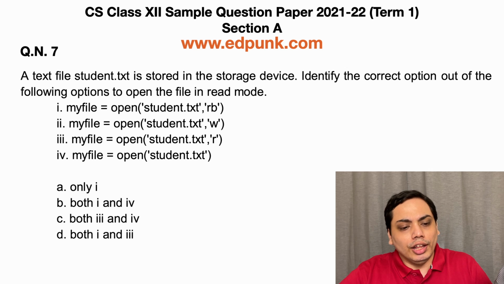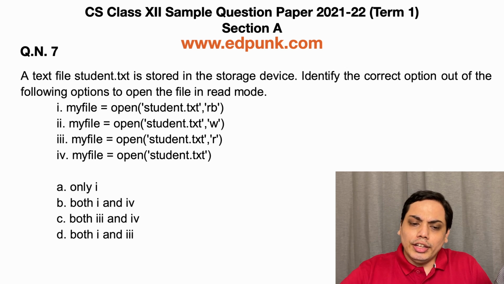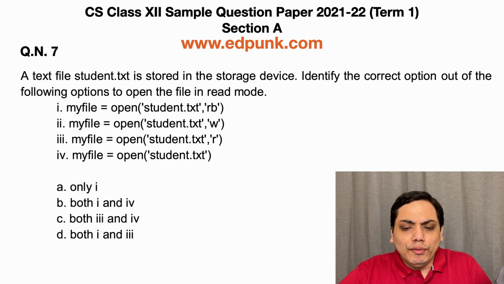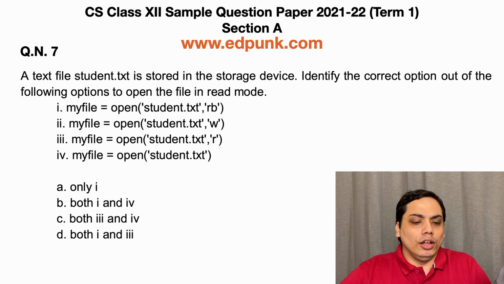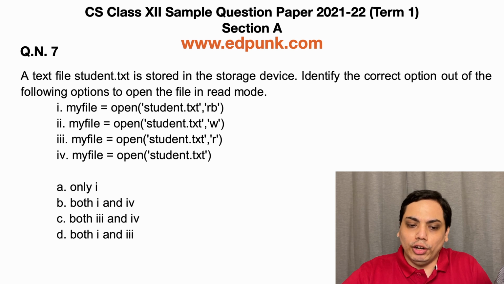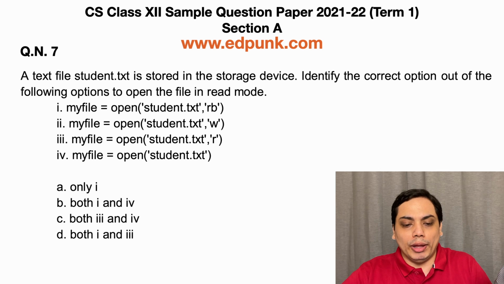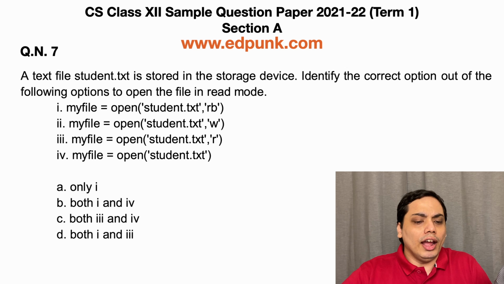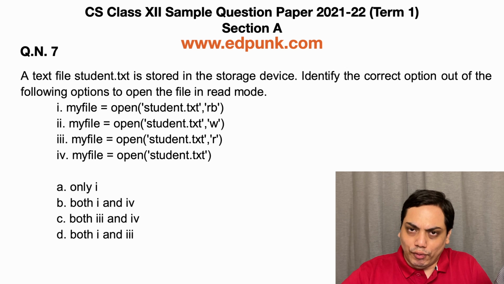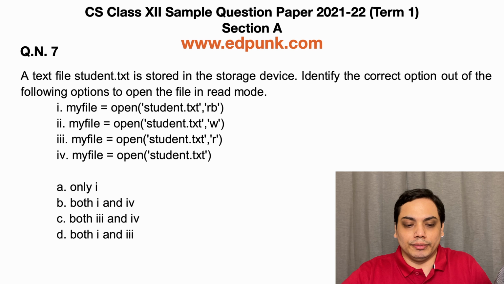Moving on to the next question. A text file student.txt is stored in the storage device. Identify the correct option out of the following options to open the file in read mode. So there are 4 statements. The first statement is myfile equal to open student.txt in read and binary mode. The second statement is myfile equal to open student.txt in write mode. The third statement is myfile equal to open student.txt in read mode. And the fourth and final statement is myfile equal to open student.txt.